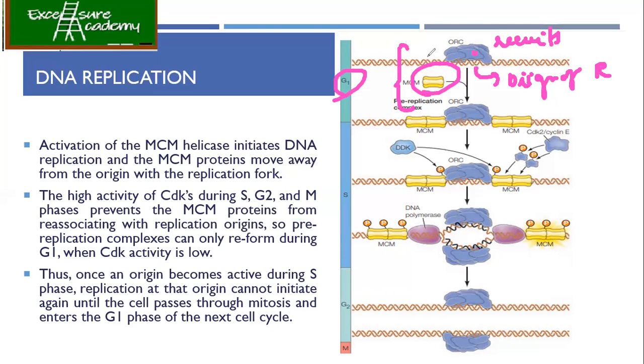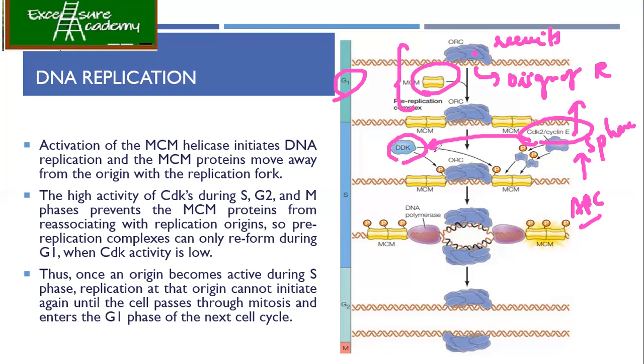Now, we know that CDK2 cyclin E concentration increases in the S phase of the cell cycle by inhibiting the activity of APC. Right? APC is your anaphase promoting complex. It gets inhibited. Now, what will happen? The concentration of cyclin E will increase. It means CDK2 cyclin E complex will increase. Now, this is going to activate your DDK. DDK is going to activate your MCM by phosphorylating it. So what will happen? The DNA sequence gets opened up. Now once it is opened up, this is called your replication fork.